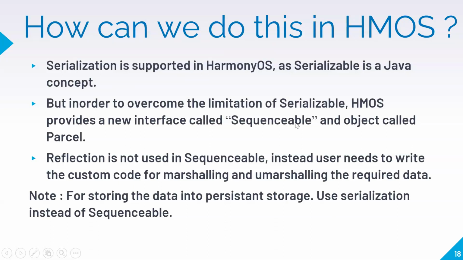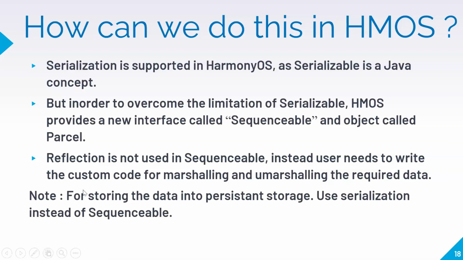We have the Sequenceable interface in HMOS that will help us do the task of serialization. Here, reflection will not be used in Sequenceable. Rather, the user needs to write custom code for marshalling and unmarshalling. You can simply take marshalling and unmarshalling as serialization and deserialization. Don't worry about what marshalling and unmarshalling are, just consider them as serialization and deserialization for easier understanding.